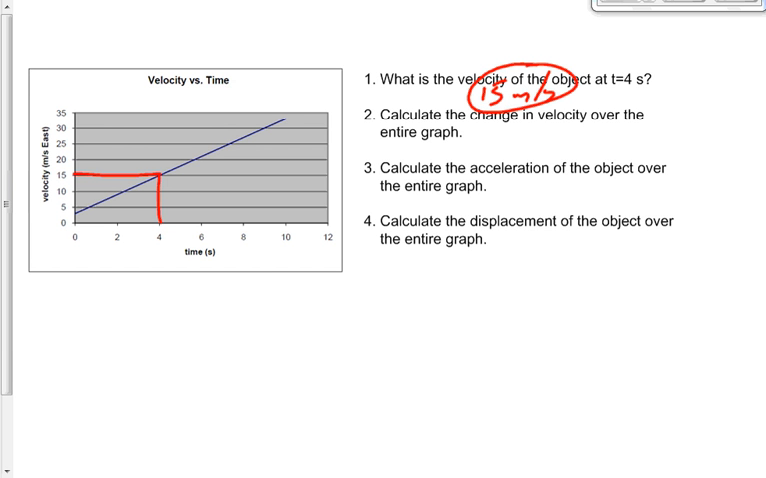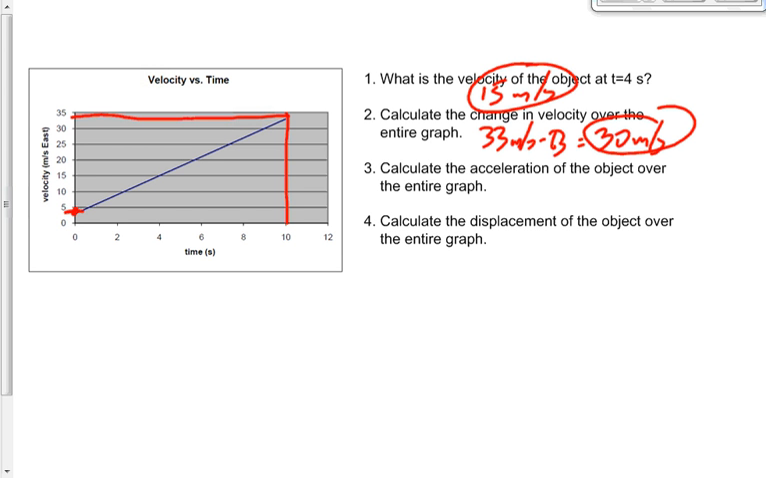The change in velocity of the entire graph. Well, we're going to take two velocities, the final and the initial. The final velocity looks to be 33 meters per second. The initial looks to be 3 meters per second. So 33 meters per second minus 3 is 30 meters per second.